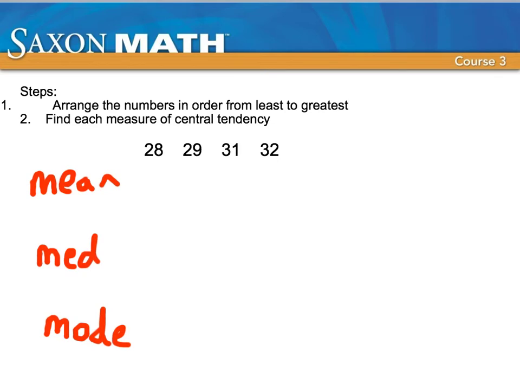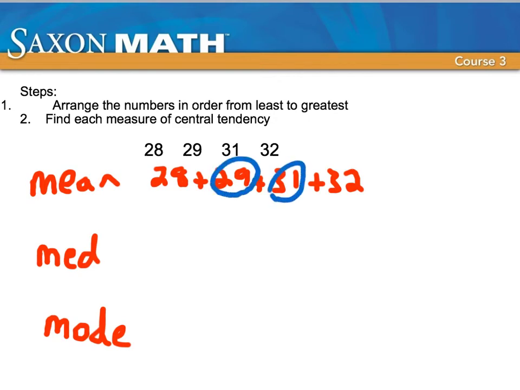Let's do the mean first. To find the mean, we have to add up all the numbers. So I'm going to take 28 plus 29 plus 31 plus 32. Well, I like to add easy numbers together first. I know 29 and 31 pretty easily. That's 60. And 28 and 32 go together nicely. That's also 60. So if I add all those up, I'm going to get 60 plus 60, which is 120.